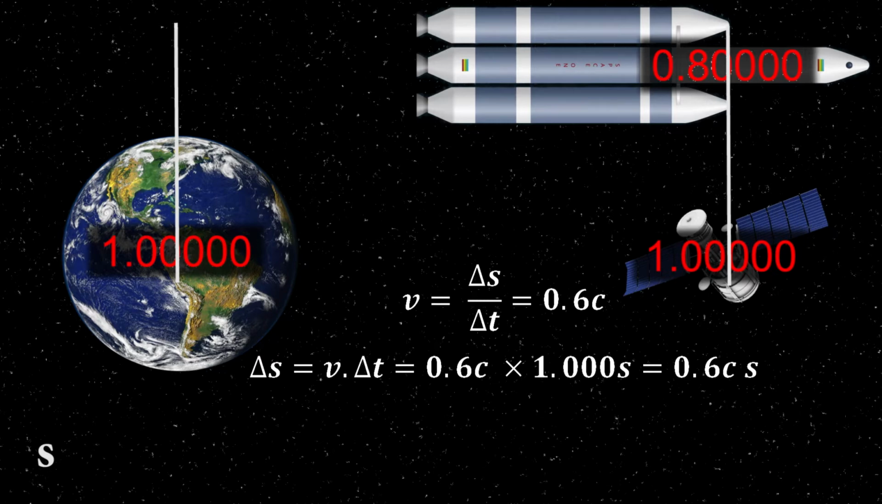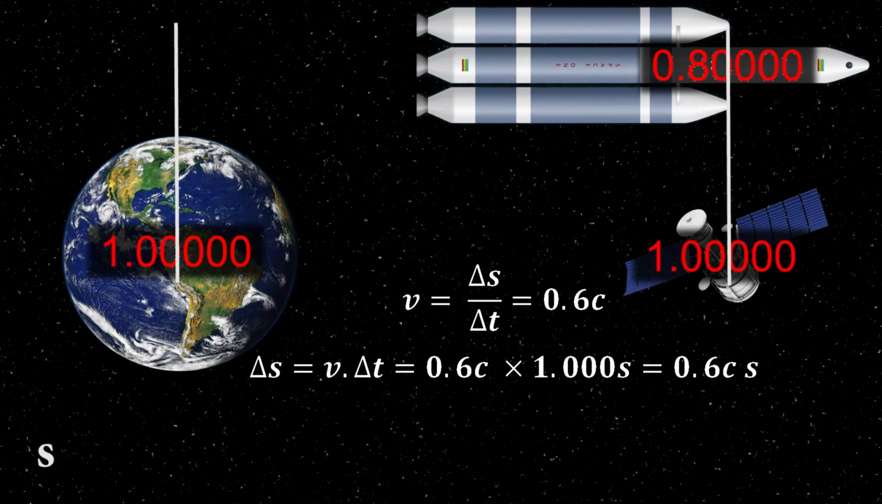However, the spaceship itself only counts 0.8 seconds over that same space. We derived this number in the previous video, the one on time dilation. Now, since the relative speed is 0.6c to an Earth observer as well as to a spaceship observer, something must be happening to the distance traveled according to the spaceship.